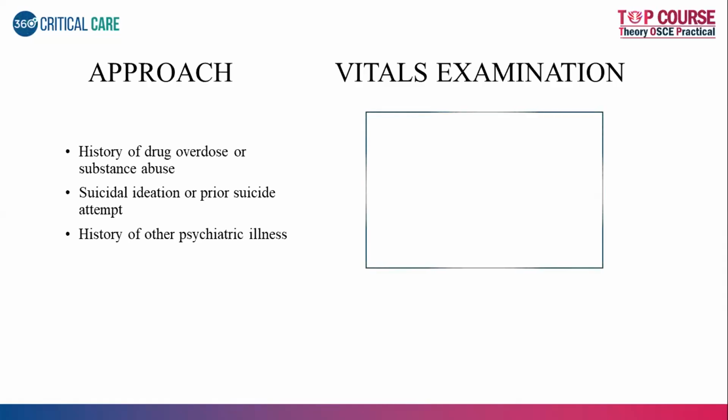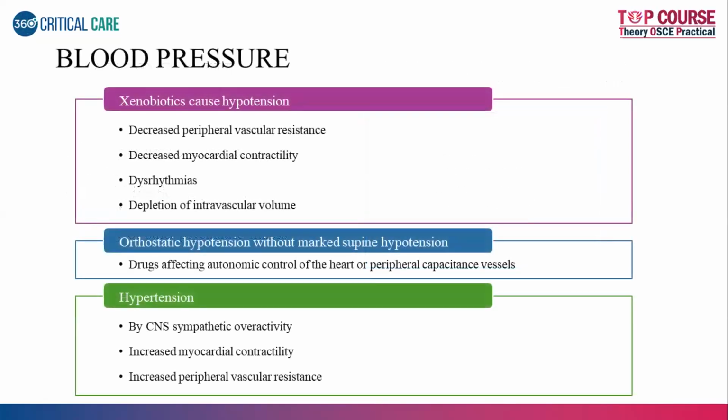Now coming to the vital examinations. Four things, your blood pressure, pulse rate, respiratory rate and temperature, form some of the important vital signs in a toxidromic approach. We'll discuss each of them. First is blood pressure. You should know the mechanism of action, how this blood pressure presentation occurs in a poisoned patient. Now, drugs or toxins which cause hypotension: what is the mechanism behind that?